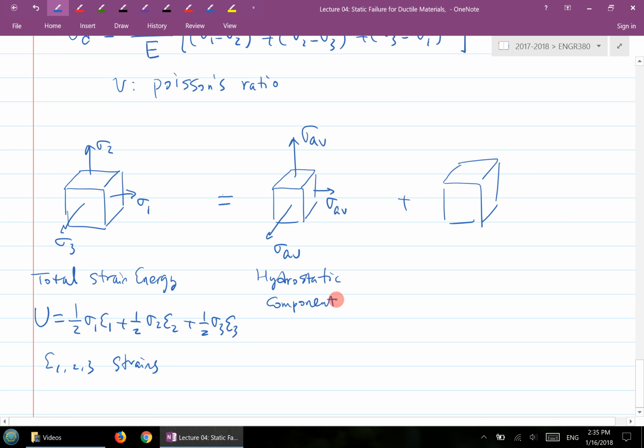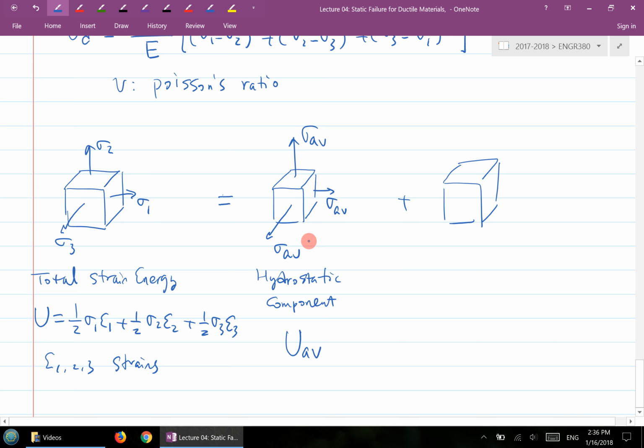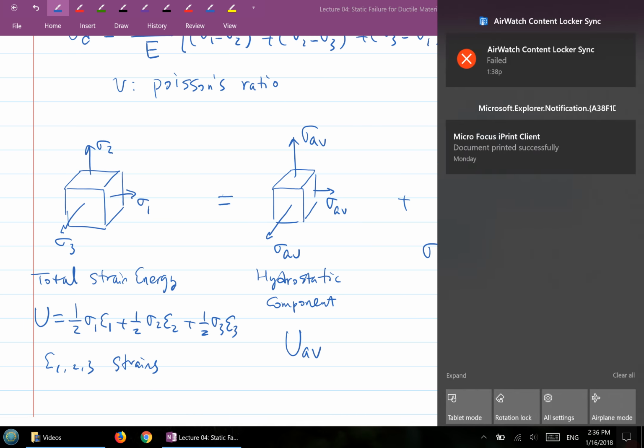Which means every side is under the same stress, sigma AV, and then you can call the corresponding strain energy U_AV corresponding to that state. And the rest is basically sigma 2 minus this, sigma 1 minus that, and sigma 3 minus that, right? Yeah, the rest of the stress. And this one is exactly what we're looking for.